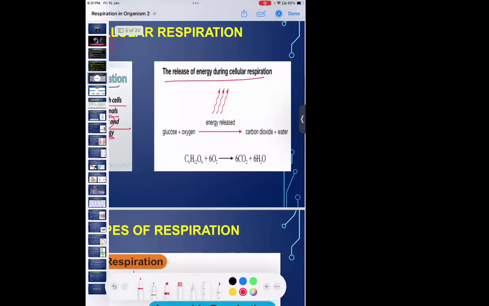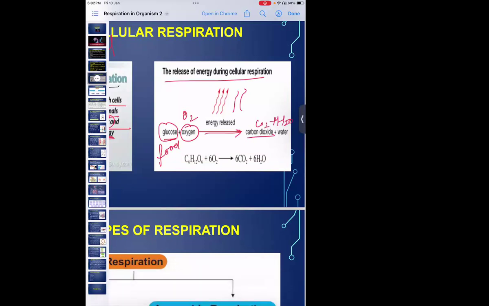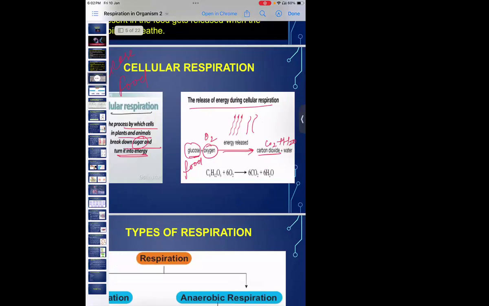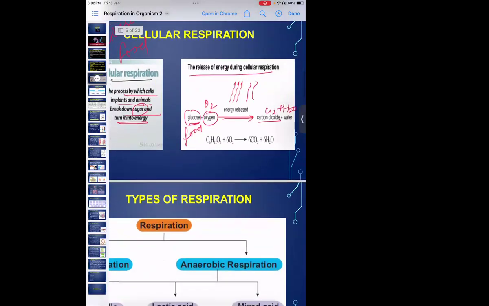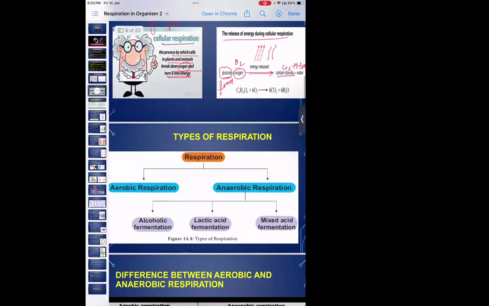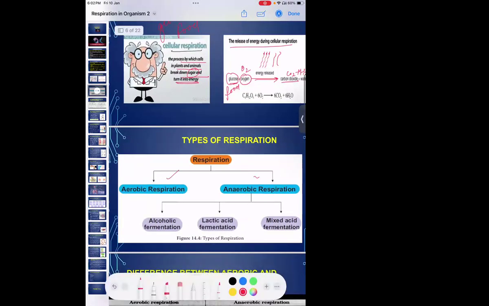So how it works, the equation is: glucose, which is basically the food, in the presence of oxygen, releases the energy so that we can do the work, and also releases carbon dioxide and water. So that is how we are releasing the carbon dioxide, and the water we release either in the form of urine or in the form of sweat. We are releasing it outside. Two types of respiration are there: aerobic respiration and anaerobic respiration.